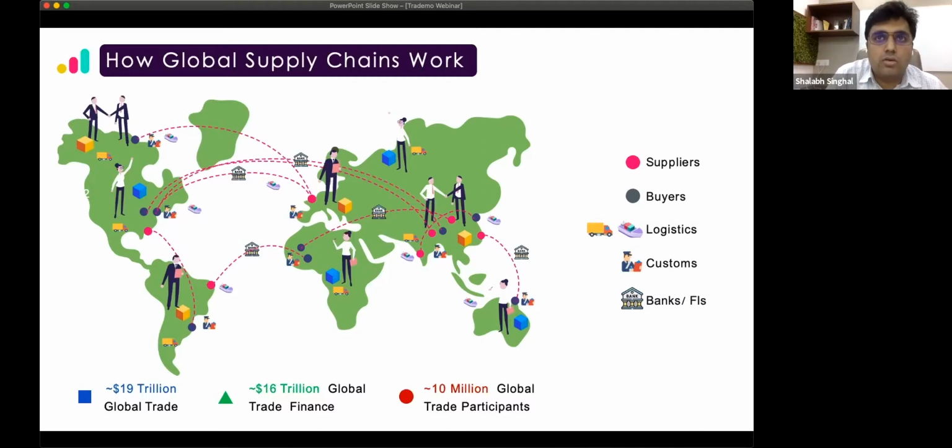As of today, around 19 trillion of global trade happens in physical goods, right? Which is around 25% of the global GDP, and out of which around 16 trillion worth of trade is financed by institutions like trade finance institutions or trade credit insurance institutions. All in all, around 10 million businesses, which includes large, mid-sized, small suppliers, buyers, trade every year between themselves in the physical exchange of goods across different countries.